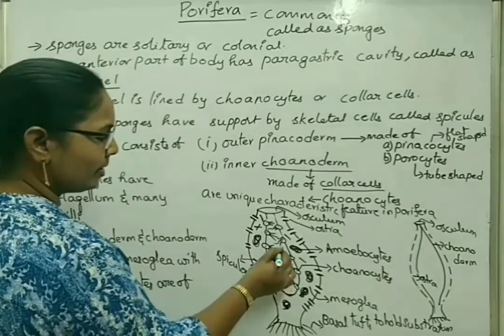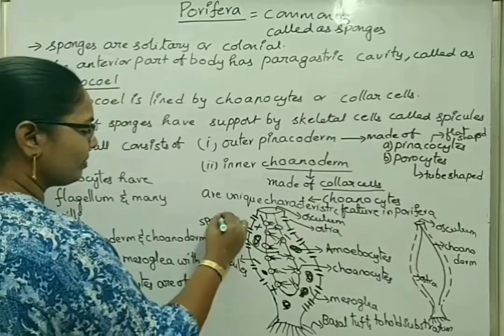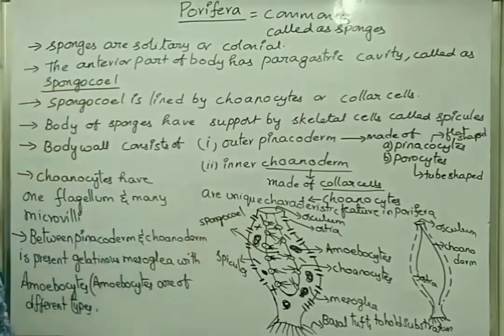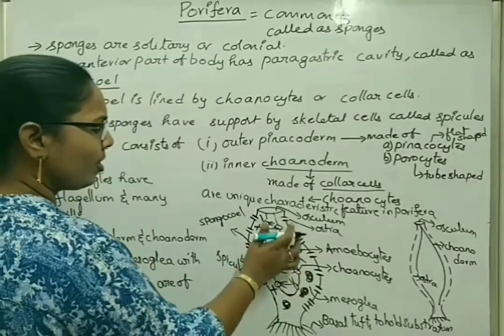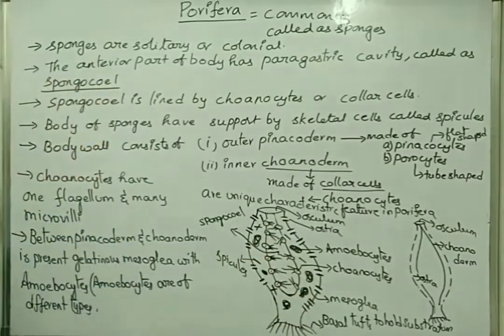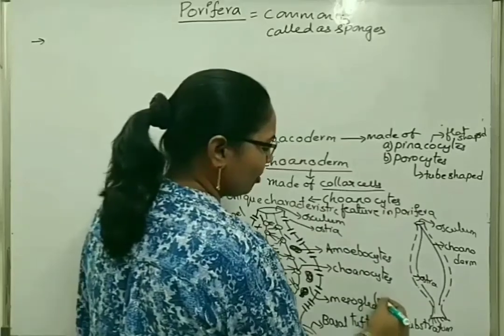So this empty space where these collar cells are releasing the flagellum is called spongocoel. Here the choanocytes constitute the choanoderm, and the outer ostia constitute the pinacoderm. Here the gelatinous mesoglea is also called mesohyl.